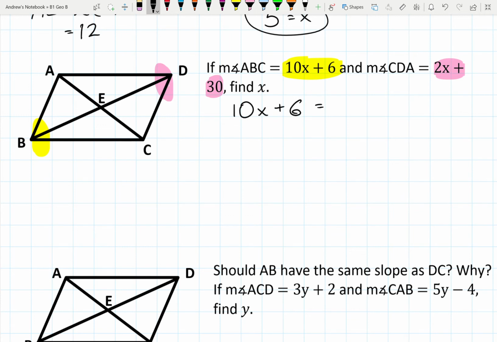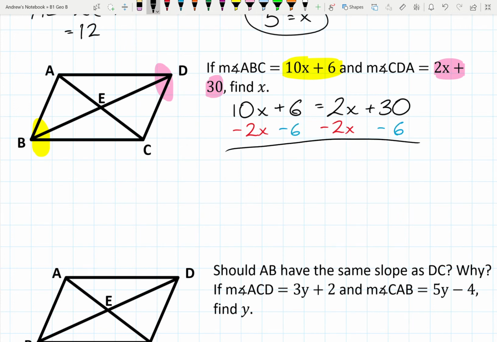So I'm going to say that 10x plus 6 is equal to 2x plus 30. And again, now it's just an algebra problem. I'm going to move my x's over to one side. And if it's okay with you guys, I'm going to move my 6 over to the right at the same time. Save a little bit of space.